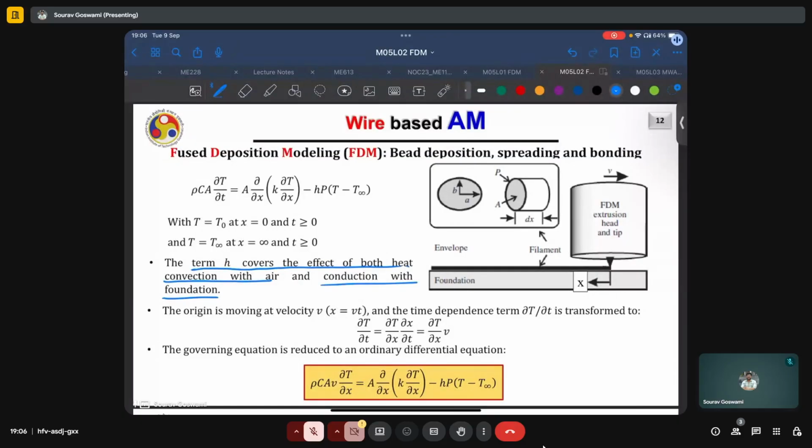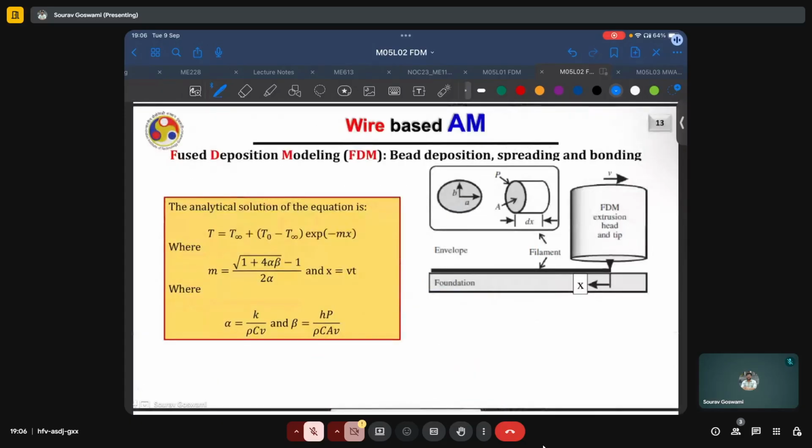The origin is moving with velocity v, where x is equal to v times t. And the time dependence term ∂T/∂t can be transformed as ∂T/∂x times v, assuming that the velocity is constant. The governing equation is then reduced to an ordinary differential equation of the form rho c A v ∂T/∂x equals A ∂/∂x (k ∂T/∂x) minus h p (T minus T ambient).